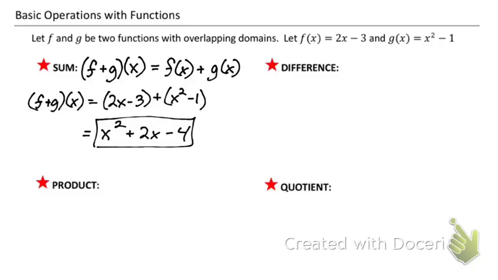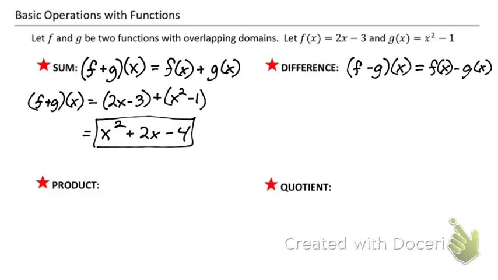Difference. Ooh, it's going to blow your mind. Based upon the first one, this is way different. We do f minus g of x. That is just saying take f of x and subtract g of x from it. It's important to know what order to do it in. Right? 4 minus 2 is way different than 2 minus 4.